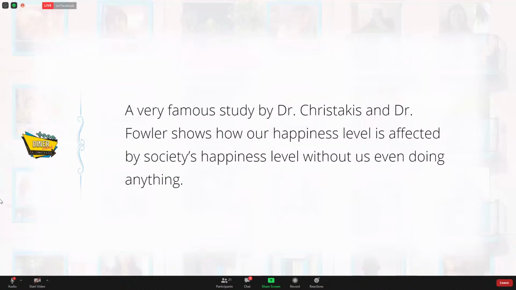Next, there's a very famous study by Dr. Christakis and Dr. Fowler showing how our happiness level is affected by society's happiness level without us even doing anything. They published a best-selling book called Connected. It was based on a long 32-year study in which they noted that the happiness level of the entire society affects our individual happiness level, and it also affects our social values.